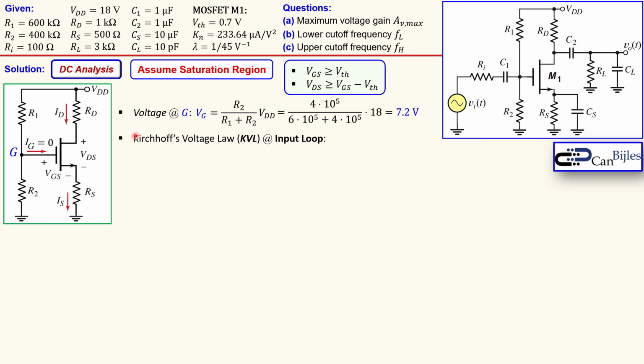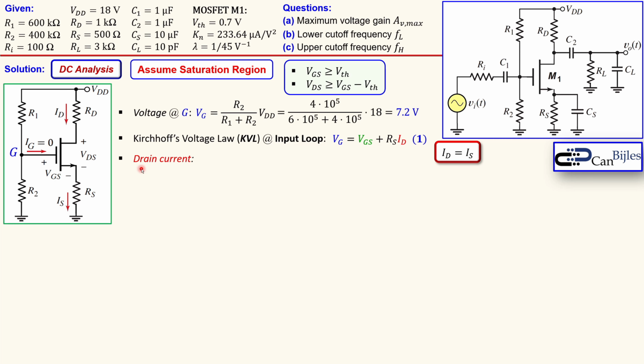Okay, we can now apply Kirchhoff's voltage law at the input loop, so you do the loop here. We say VG is equal to VGS plus the voltage across RS. Since ID and IS are exactly the same, I just picked ID here. That is now equation number 1. And again, ID is equal to IS, so I can replace that in this equation.